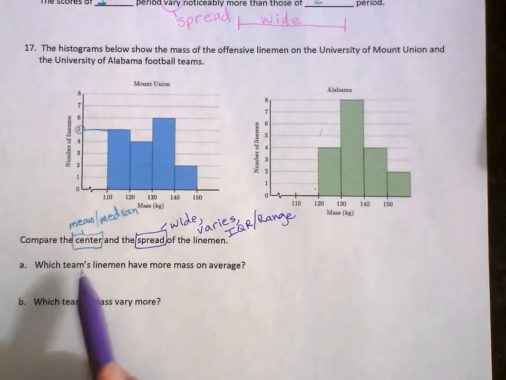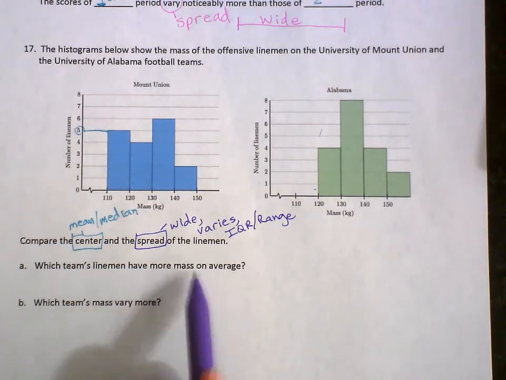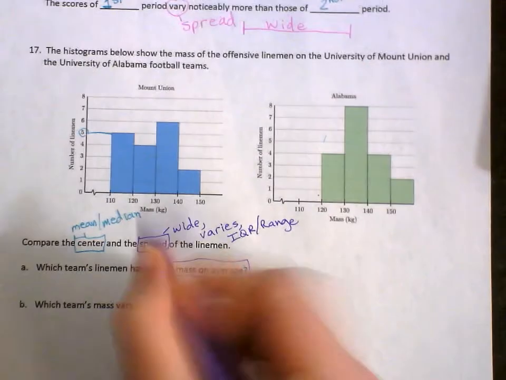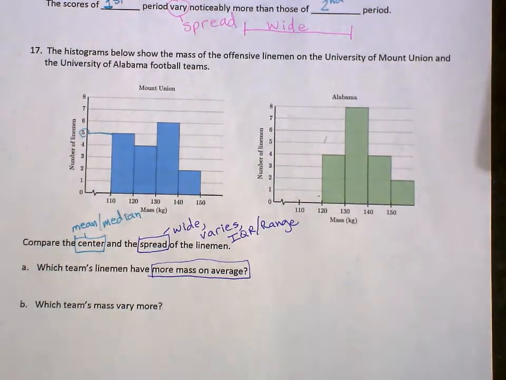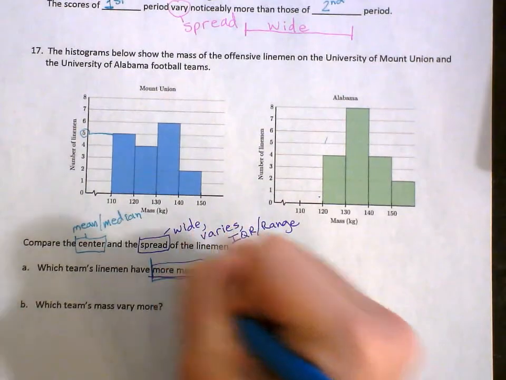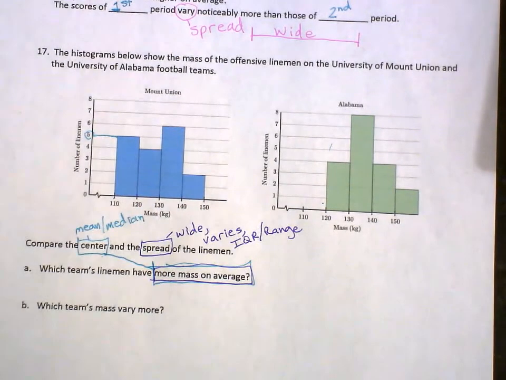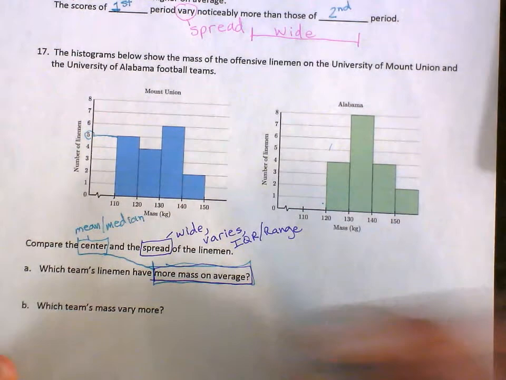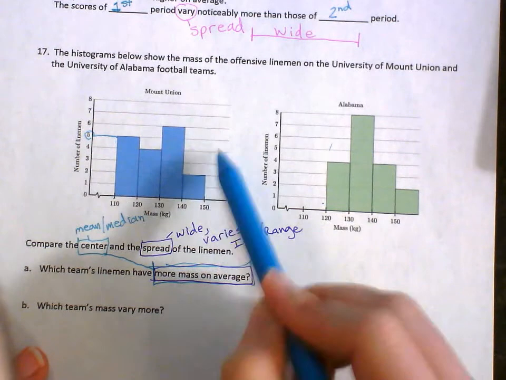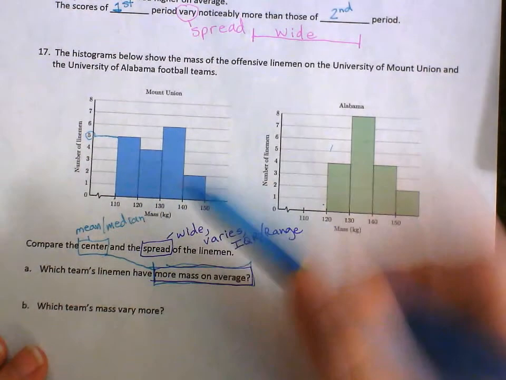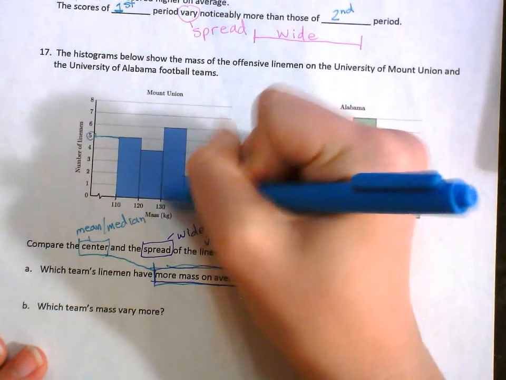So, which team's linemen have more mass on average? More mass on average. So we're comparing, I should have done that in blue. We are comparing the center. On average, which one is heavier? Well, these ones are pretty centered around 130, I'd say. The middle is about 130.